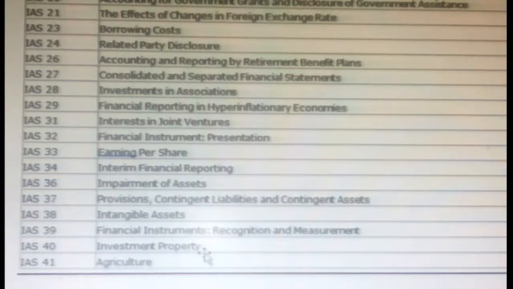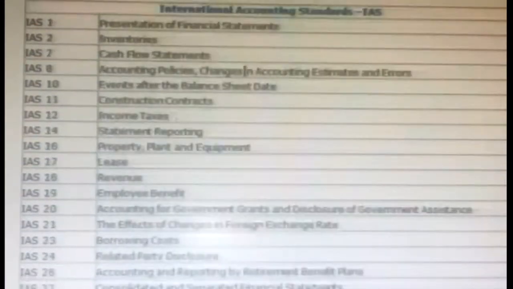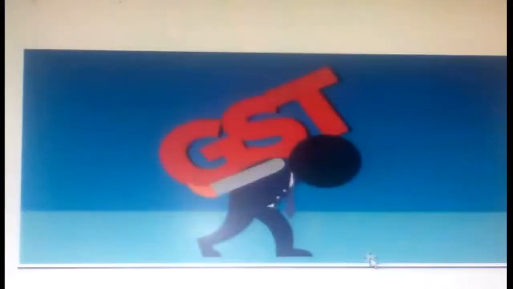Then finally, the very important one, International Accounting Standard 41 deals with agriculture. Likewise, totally 41 numbers are available. Only the important numbers are discussed here. So IAS stands for International Accounting Standards. Okay, then we're going to the GST.